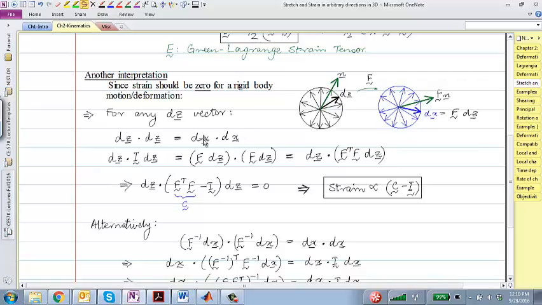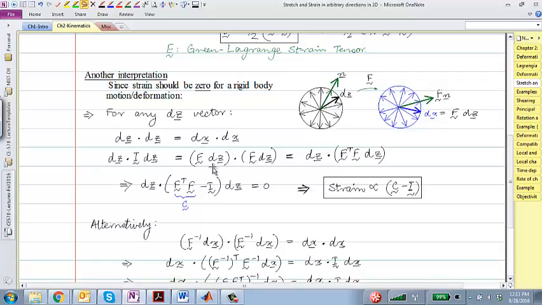Let's see if we can understand that a little better. So let's consider any undeformed tangent vector dz. That dz dot dz is the square of its magnitude. Its corresponding mapped vector is dx. Dx dot dx would be the square of the magnitude of the deformed tangent vector. Using basic tensor operations, I can write dz dot dz as dz dot I dz. There's nothing but I multiplied by dz. I acting on dz is dz.